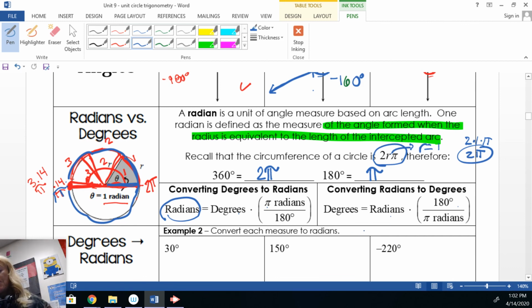I'm going to stop this lesson and start the next lesson with this part right here on degrees and radians, because our time is up. All right, we'll stop this and just move on to part 2 for 9-1.